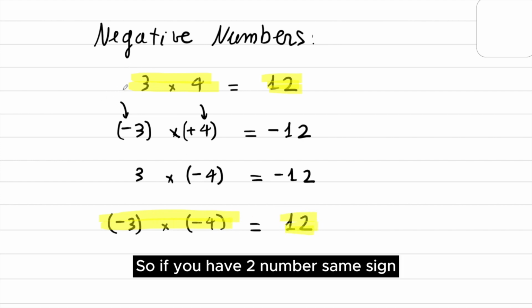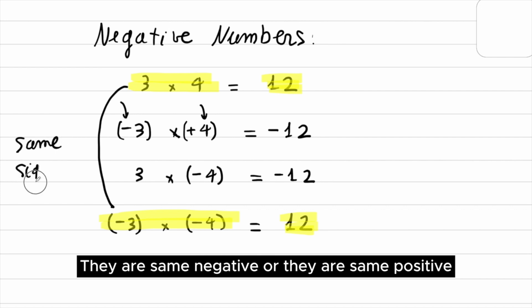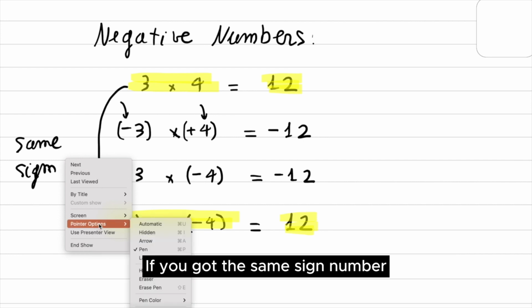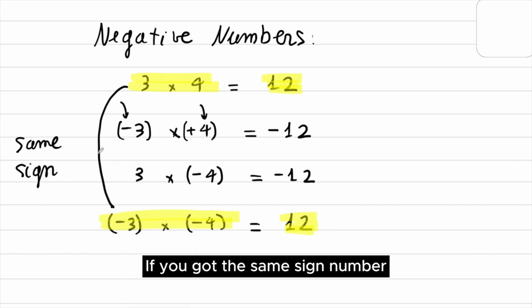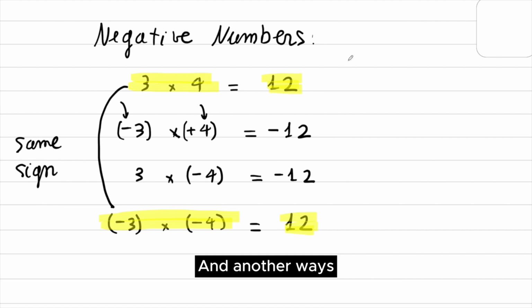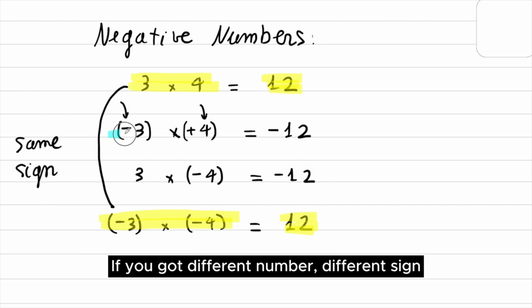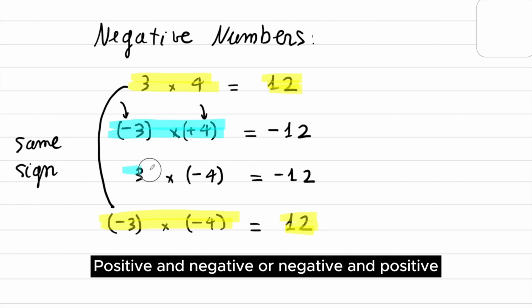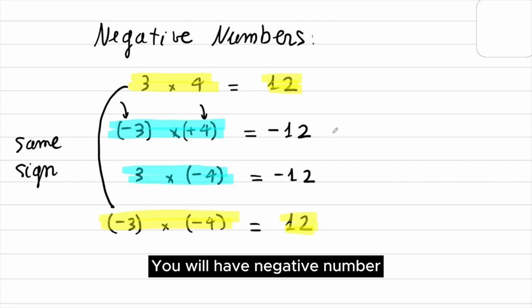If you have two numbers with the same sign, it means they are both negative or both positive. If you have the same sign, you will have a positive result. And if you have different signs, positive and negative or negative and positive, you will have a negative number in the result.